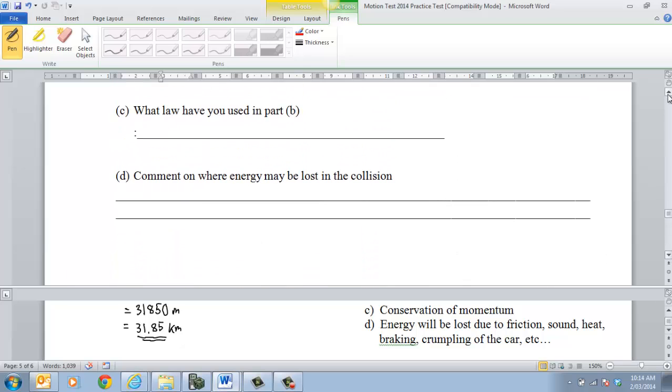Alright? So here that's pretty much the test. So our first test is going to have those sort of questions in it. You need to know about motion graphs, displacement versus time, velocity versus time graphs. You need to understand how to calculate things with constant velocity. Objects moving in a straight line could be stationary, moving in the same direction as each other, or moving in opposite directions to each other.